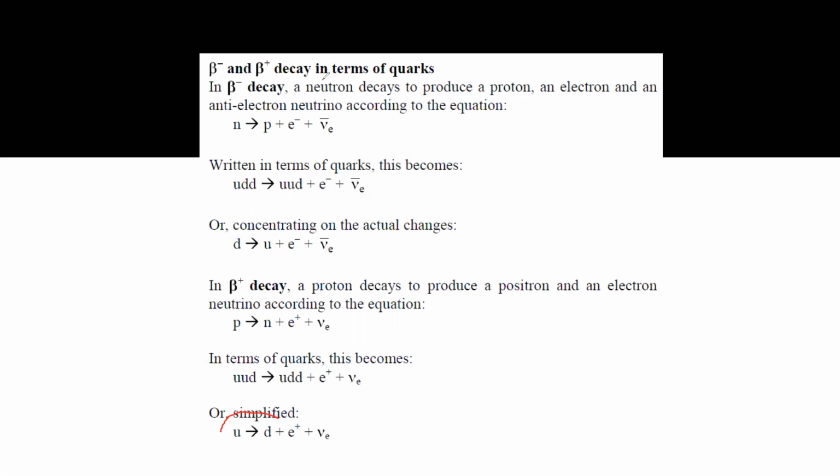You can see it started with the concept of a neutron, that it happened with a neutron, but in reality it did not happen with a neutron. It's a down quark which changes and gives a result. Same thing in a positive beta decay or positron emission: a proton is first changed to a neutron, positron and electron neutrino, but in reality when we simplify, it is an up quark which gives a down quark, positron and electron neutrino.